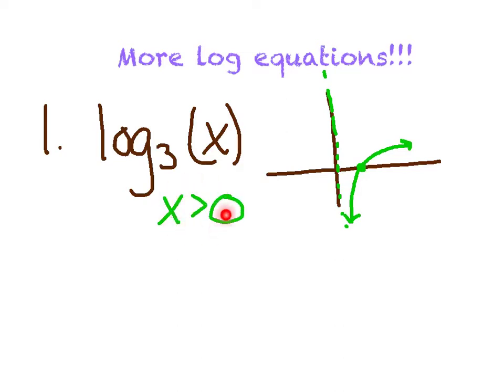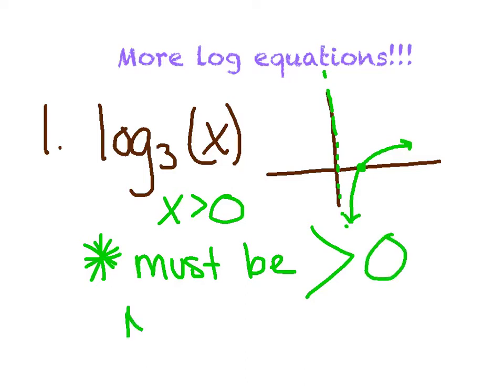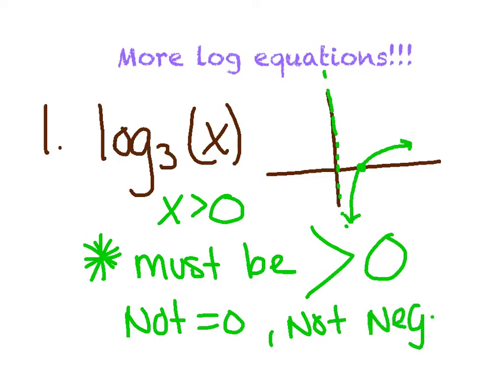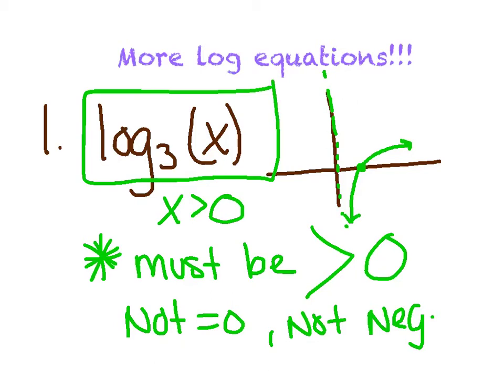Notice I'm not using equal to. It has to be greater than 0. It cannot be 0 and cannot be negative. Let's get that in our notebook one more time: must be greater than 0, not equal to 0 and not negative. Basically, I don't want to graph this function every time to state the domain. We want you to be able to just look at this equation and come up with the domain. It's pretty straightforward. You take whatever you're taking the log of and say it's greater than 0.